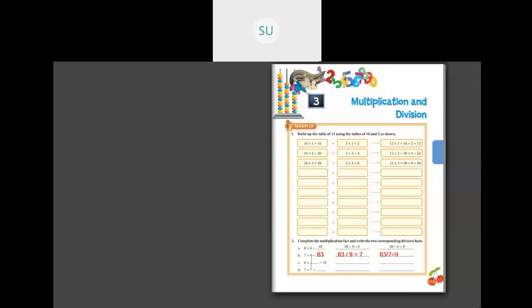Okay. Now 6 into dash is equal to 54. 6 how many times is 54? 6 nines is 54. So the division fact will be 54 divided by 9 is equal to 6, or 54 divided by 6 is equal to 9. Okay, then 7 sevens are, how much is 7 sevens? 7 sevens are 49. Then what will be the division fact? 49 divided by 7 is equal to 7, and the other one also will be the same, 49 divided by 7 is equal to 7, because we are multiplying the number with itself, both the division facts will remain the same. Okay, so this was question number 2. Now let's do the next question on the next page.